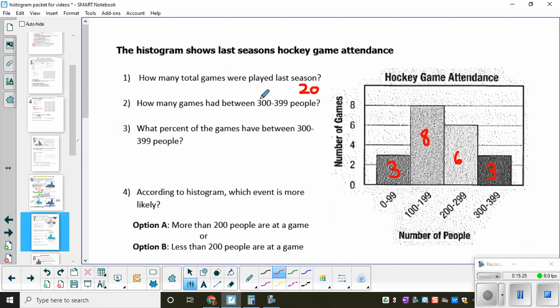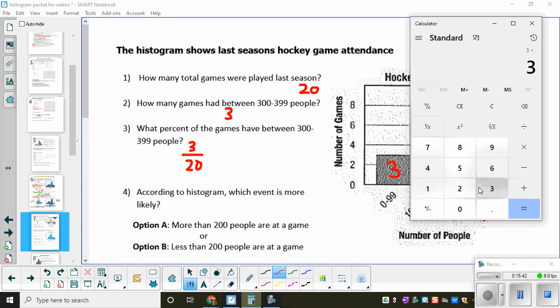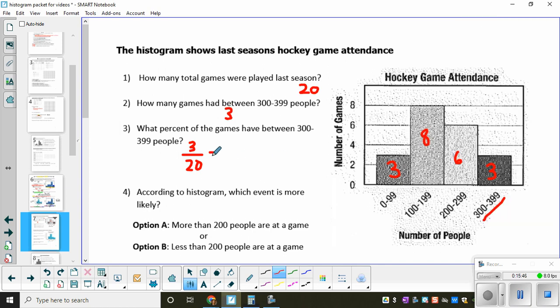How many games had between 300 and 399 people who showed up? Okay, so 300 to 399, that's going to be those 3 games. And if I want to know what percent that is, now we just say, okay, so the 3 games out of the 20 games, and we can once again just divide 3 divided by the 20, and so we can see 15% of the games had more than 300 people, okay? So 15% of the games had more than 300 people.